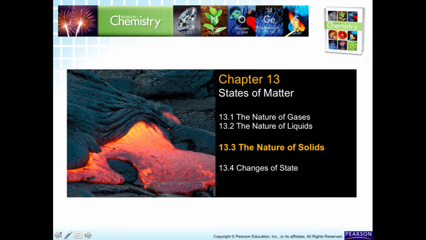Okay, so ladies and gentlemen, we are going to be talking about the nature of solids to start with, and then I'm going to talk a little bit about changes of state. Okay, so the first part is very important. Listen. Okay, and you should take some notes, but you're also doing this in this section.